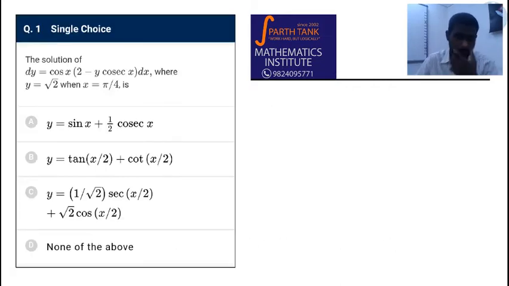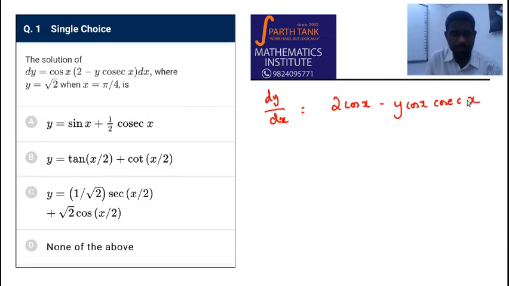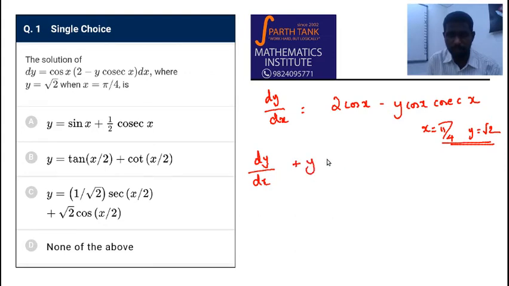Let us begin. The solution of dy by dx, let us rewrite it: dy by dx is equal to 2 cos x minus y cos x cosecant x, where at x is equal to pi by 4, y is equal to root 2. This is a very simple question. Rearrange this, bring this term here, plus y into cos x into cosecant x. Cosecant x can be written as 1 by sin x, is equal to 2 cos x.